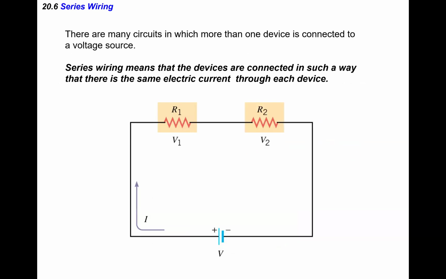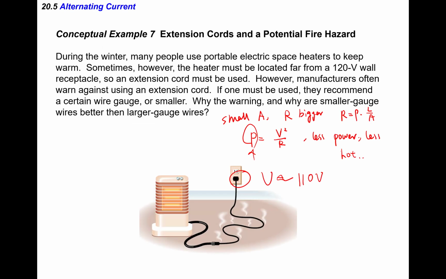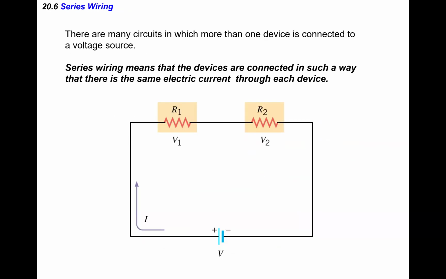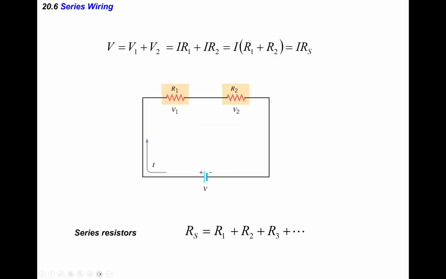So this is power and energy in AC, and we also have different connections. See here, there are many circuits in which more than one device is connected to a voltage source. We have two different connections. This is the lab that you are going to do tomorrow. So we have series connection. The resistors are connected this way, R1, R2, like they are holding hands. So what we have here is the equivalent resistance, where Rs will be equal to R1 plus R2 plus R3.